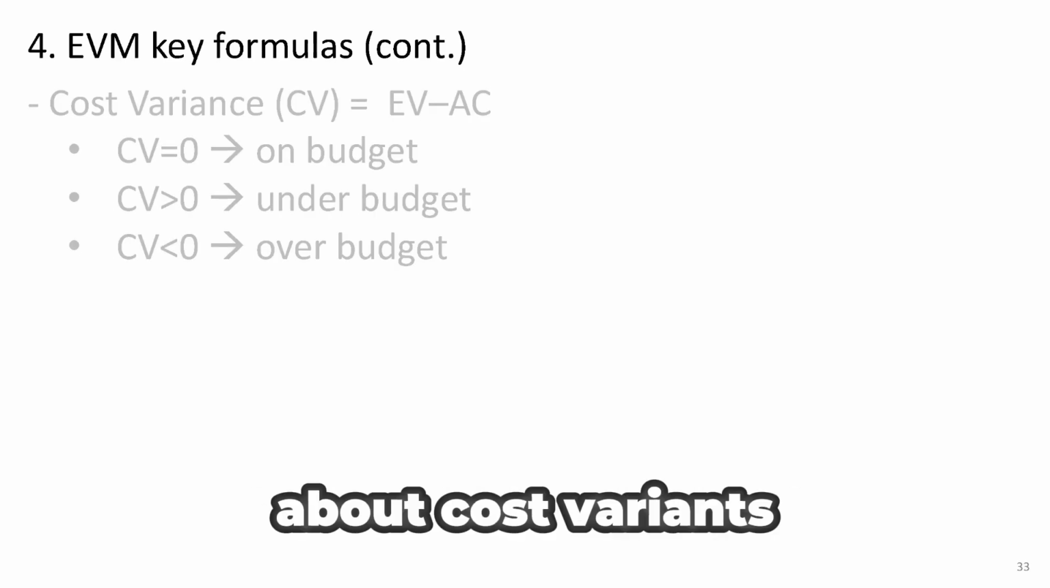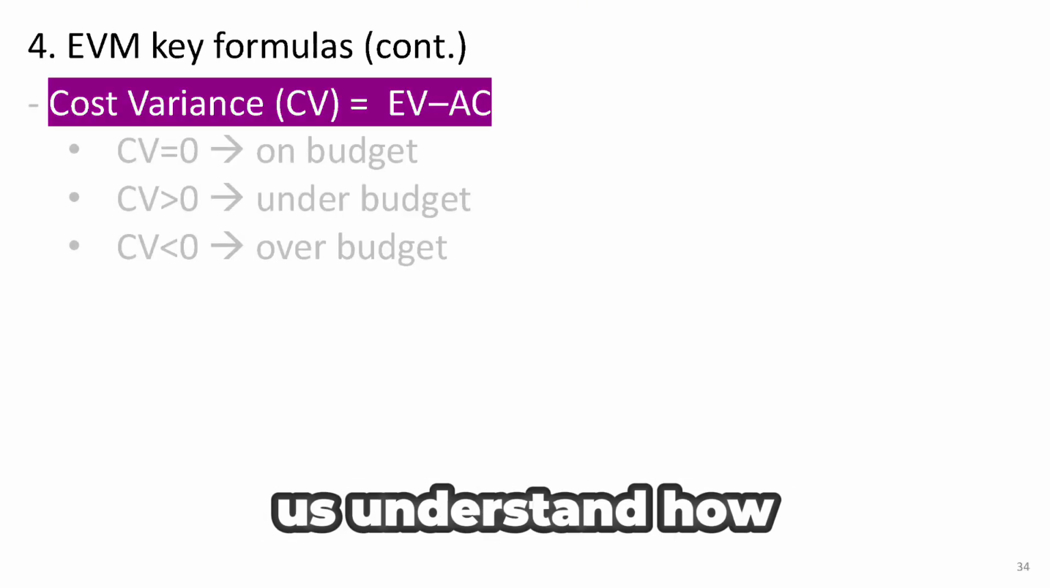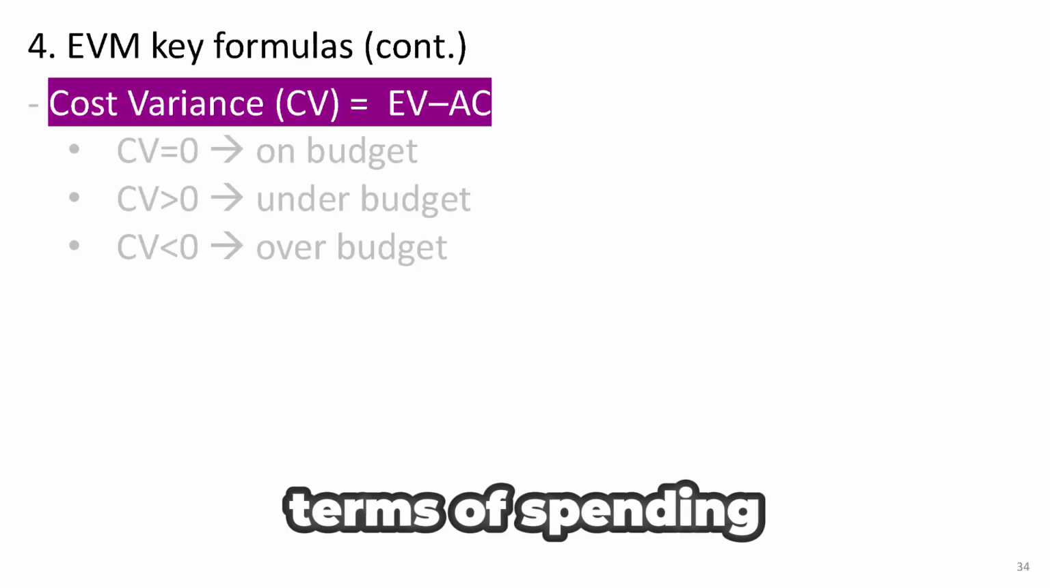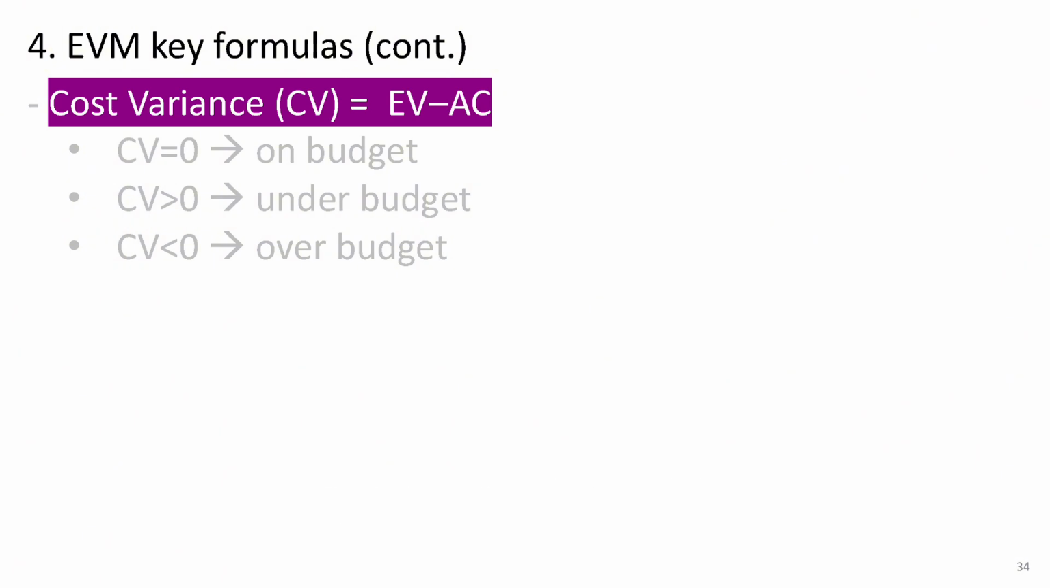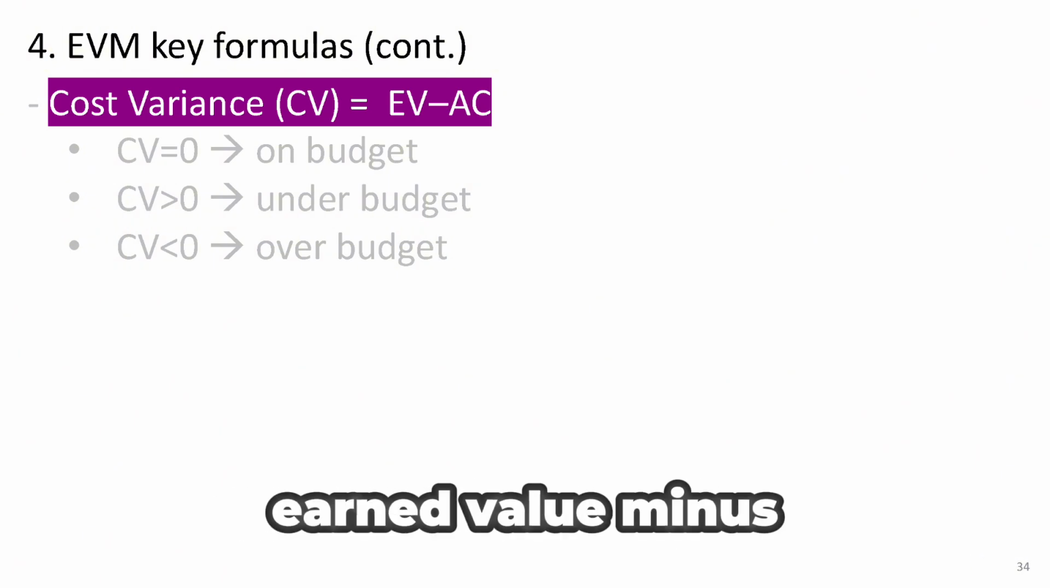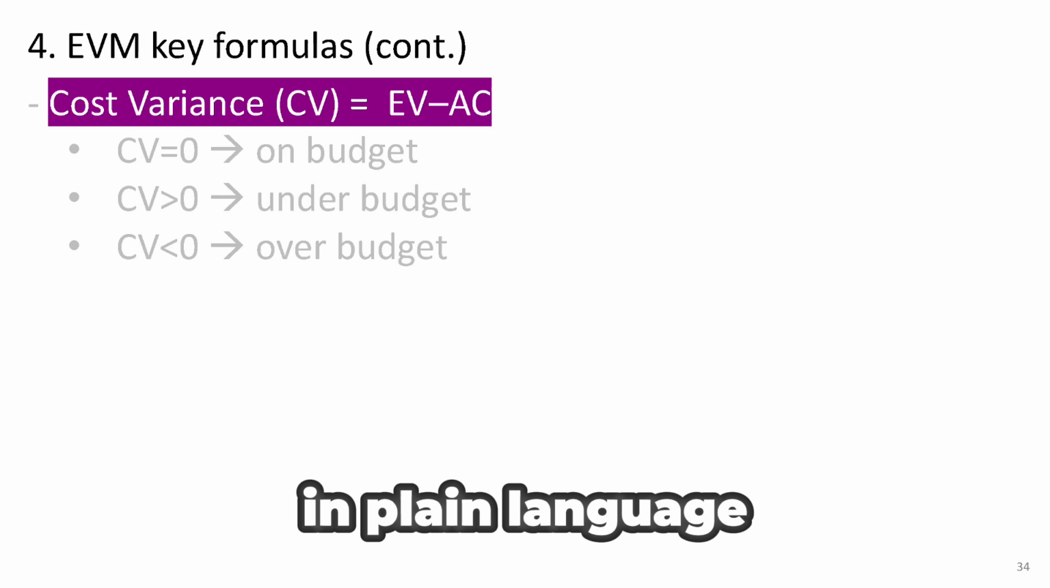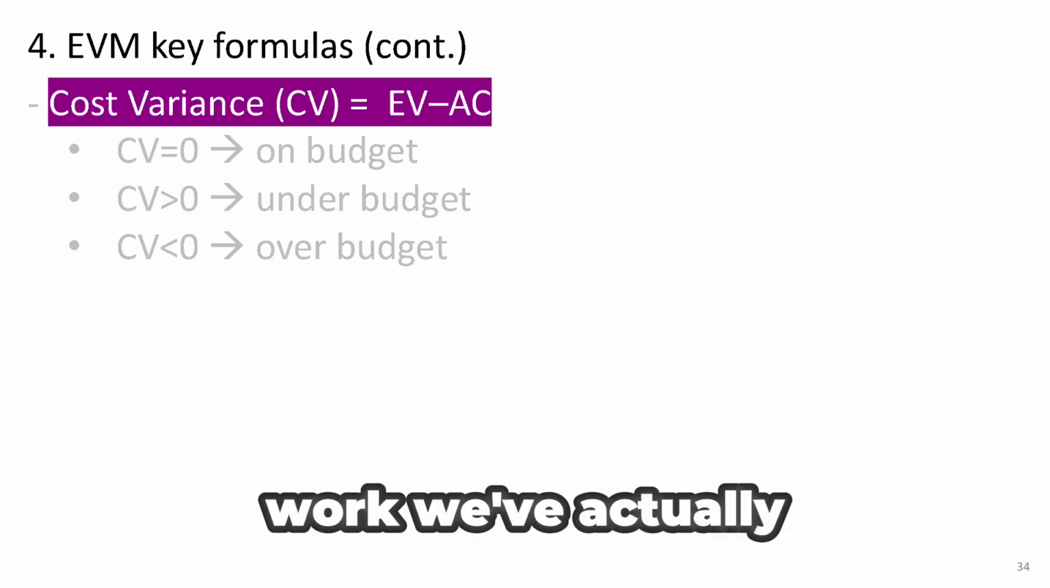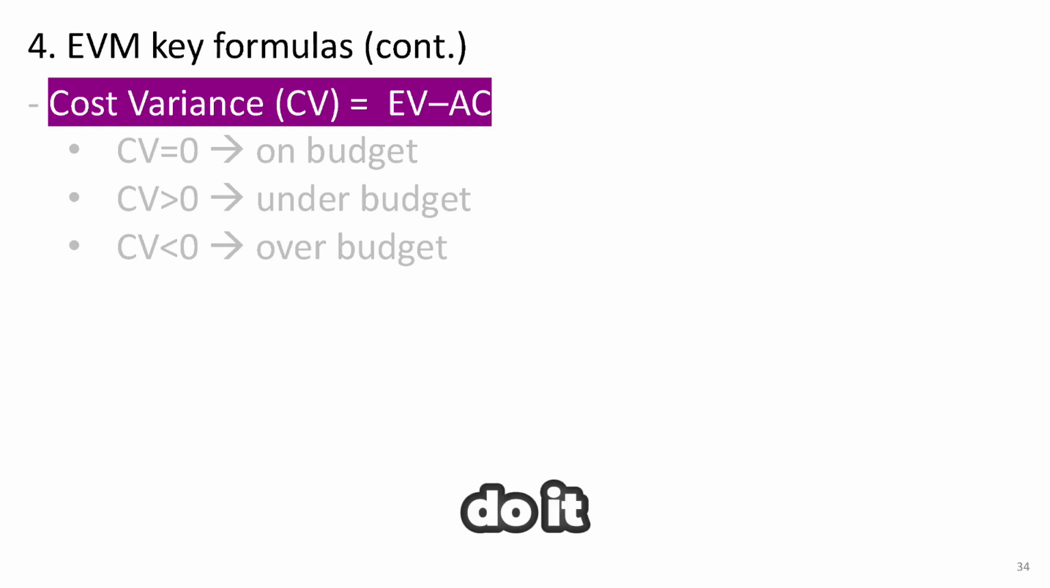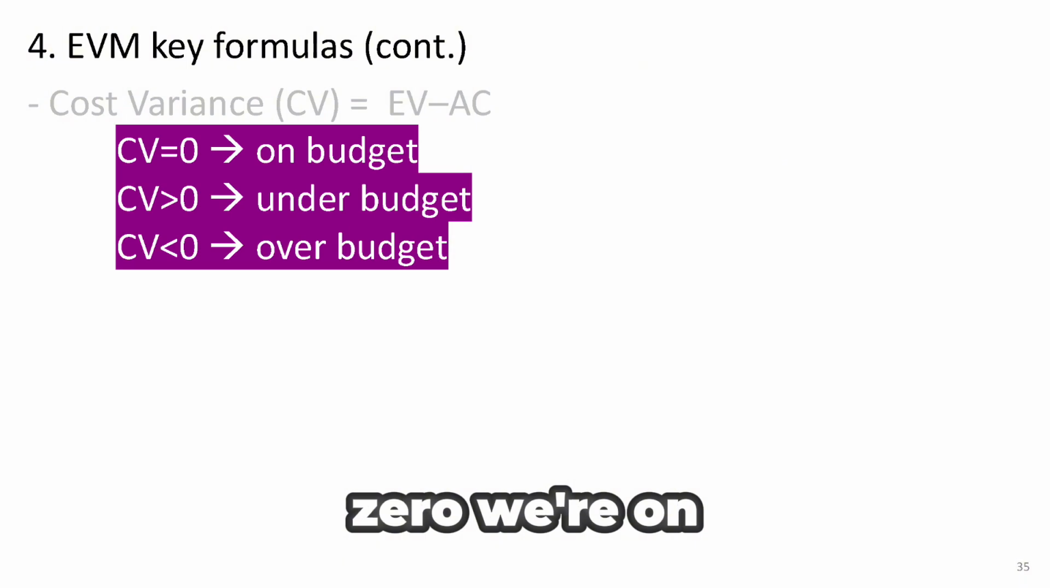Now, let's talk about cost variance, or CV. This one helps us understand how we're doing in terms of spending. The formula is pretty simple. Cost variance equals earned value minus actual cost. In plain language, we're comparing the value of the work we've actually done to what we've actually spent to do it. If CV is 0, we're on budget.